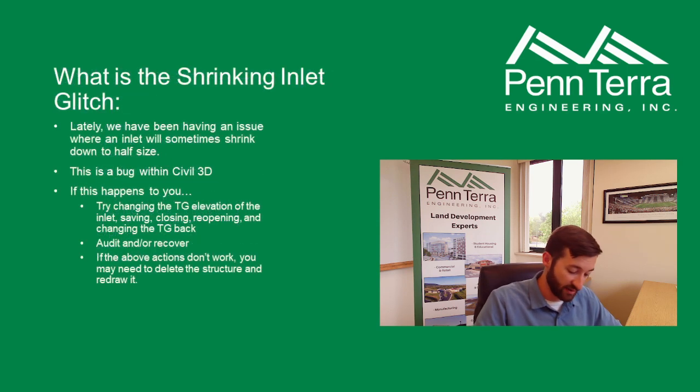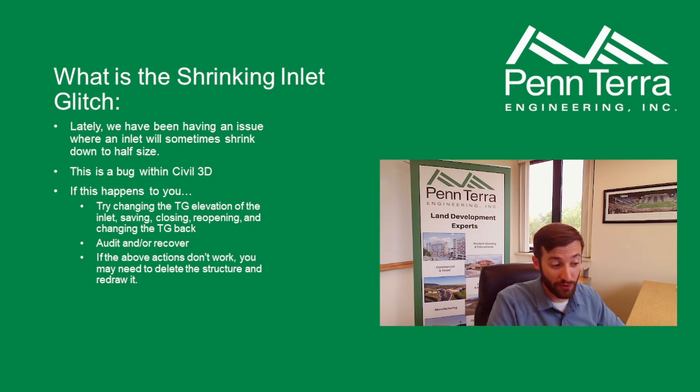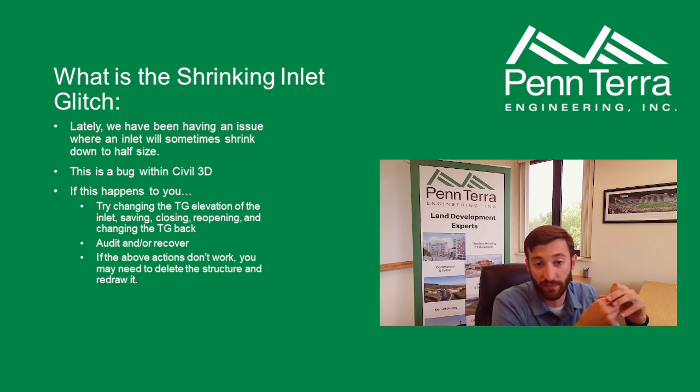The last thing I have is, lately we've had people have problems with inlets that just shrink on their own for some reason. The block gets small, gets like half size. It's a glitch within Civil 3D. We're not entirely sure why it does it, but it seems to be connected to changing the top of grade elevation for some reason. A couple things you can try to fix it is changing the top of grade manually, saving your drawing, closing it, reopening it, and changing it back. Sometimes that'll bring it back to the right size.